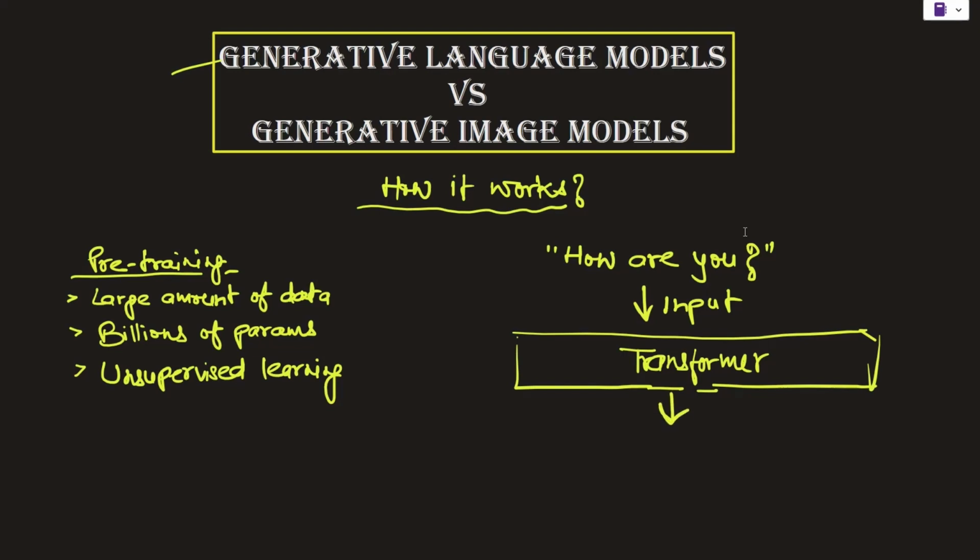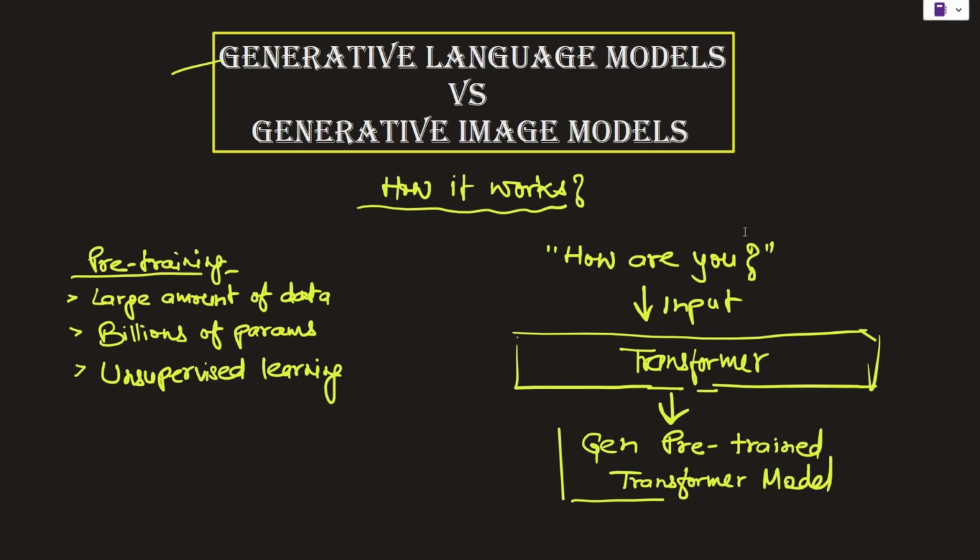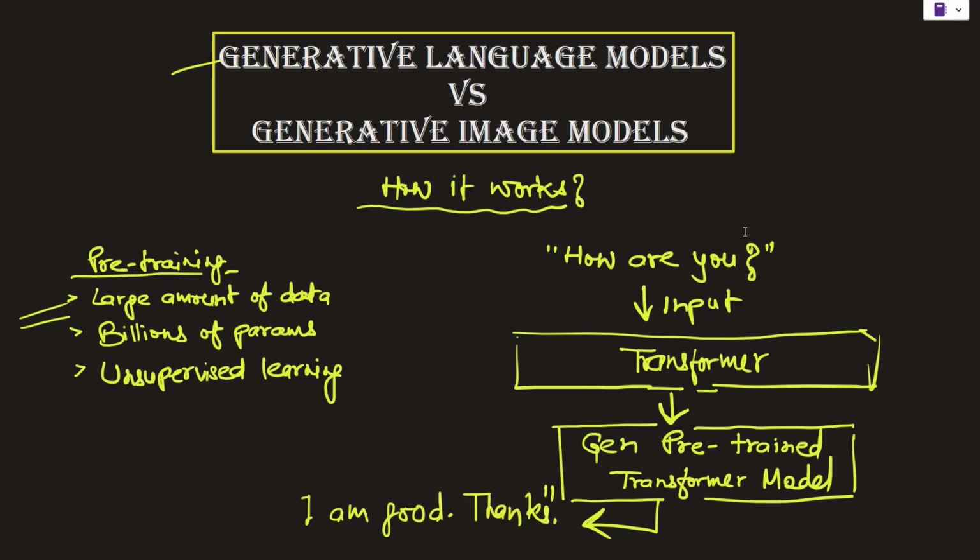Then the transformed data, which can be understood by the computer, will be sent to the generative pre-trained transformer model. And basically this is the model which has been trained on a large amount of data, and this will have the capability of generating new data similar to the data which was used for training. So this will have the capability of giving you an output like, I am good, thanks. This gives the model the ability to respond like this.